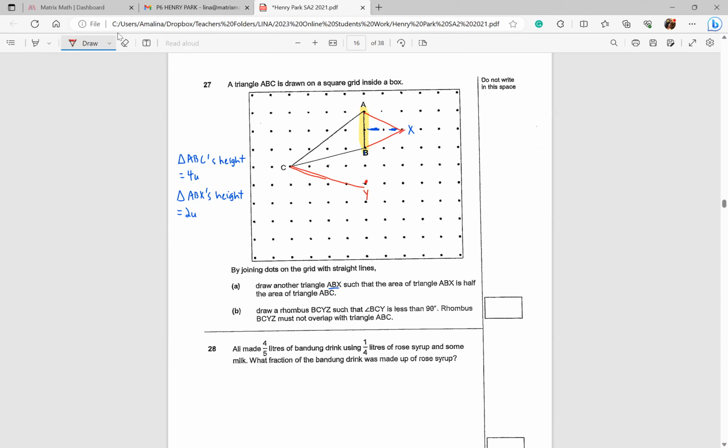So I must make sure it touches my letter, the dot at Y, because I want my angle to be smaller than 90 degrees. So of course, this is definitely smaller than 90. But how do I draw on the other side?